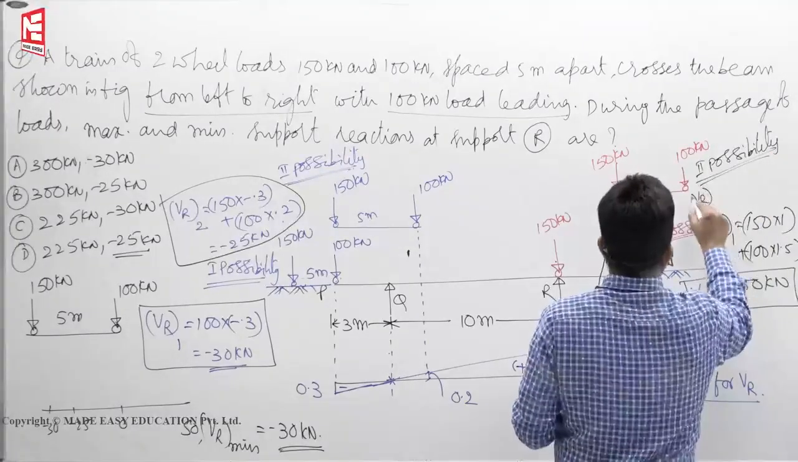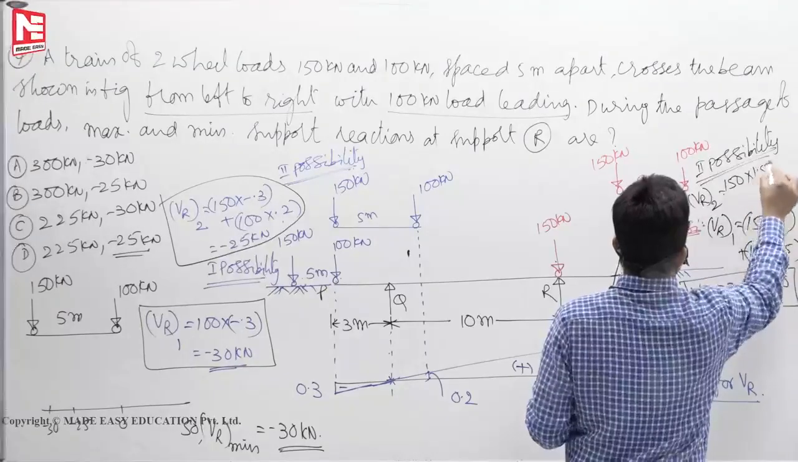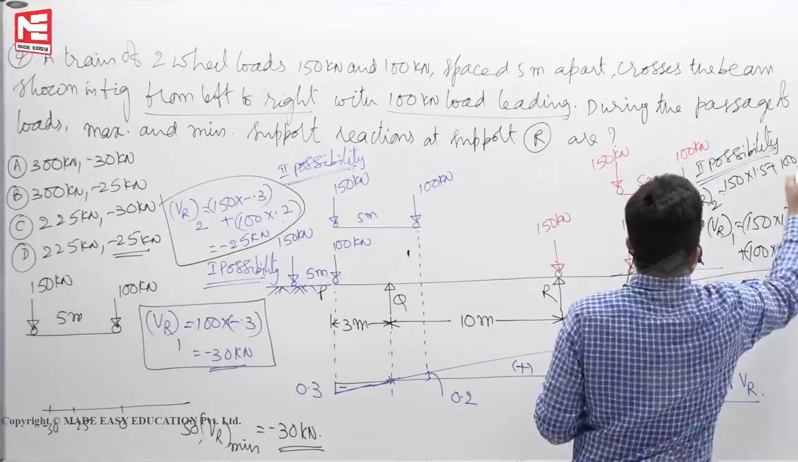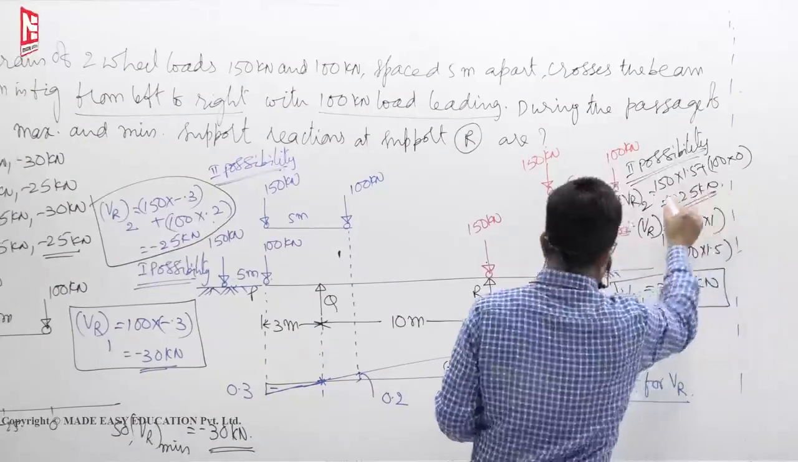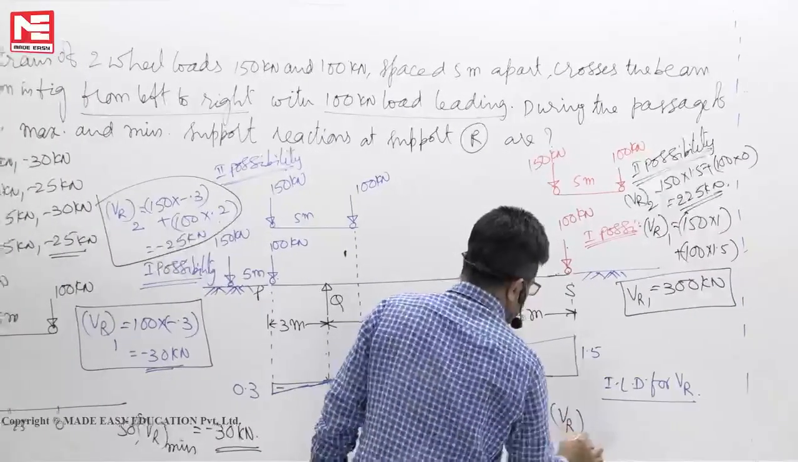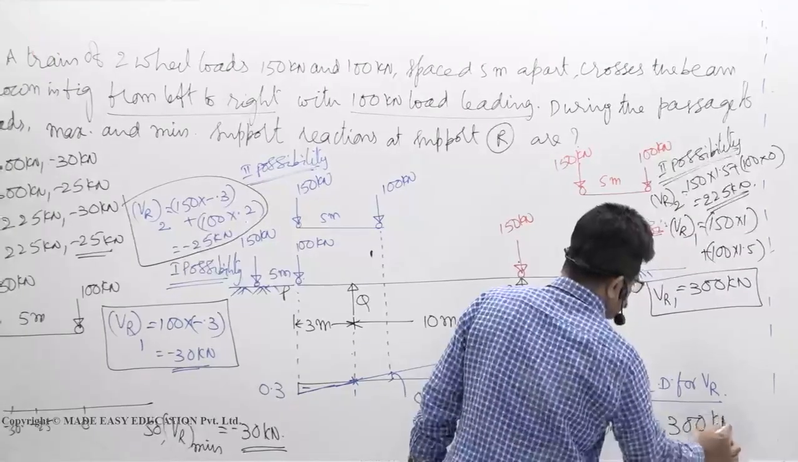Then what is VR2? 150 into 1.5, that's a plus 100 into 0. So 225. So what is the maximum reaction? So VR maximum, you will get 300 kilonewton.